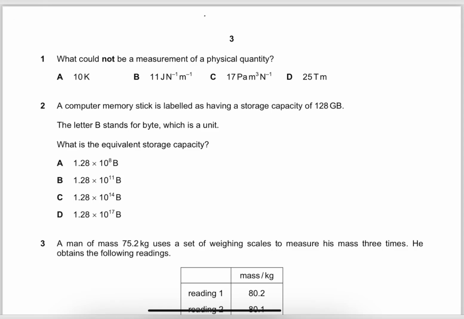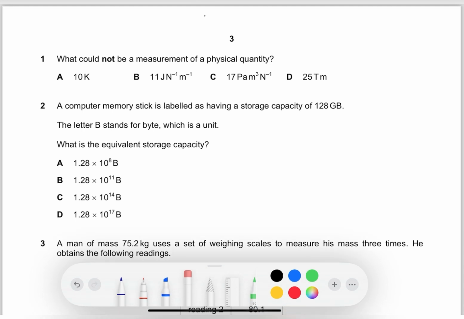We are solving a physics question paper for AS level, and we will try to solve it as soon as possible. What could not be a measurement of a physical quantity? If we look carefully, this we can measure, temperature we can measure. Let us look at the B part.